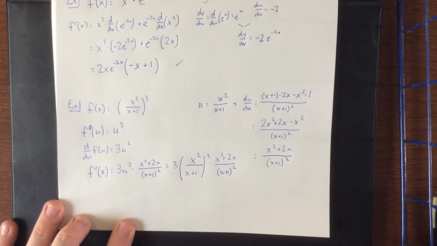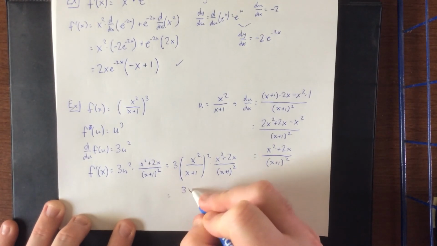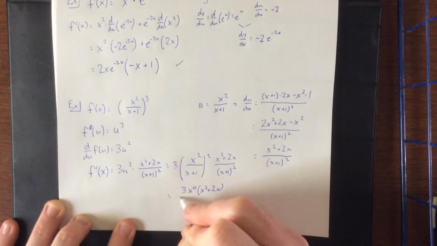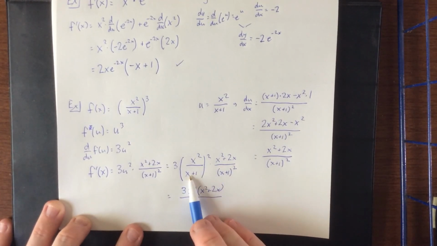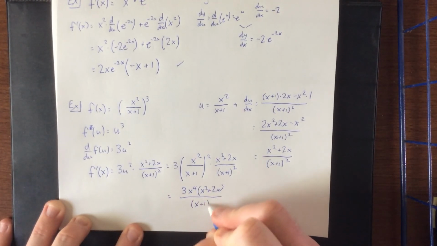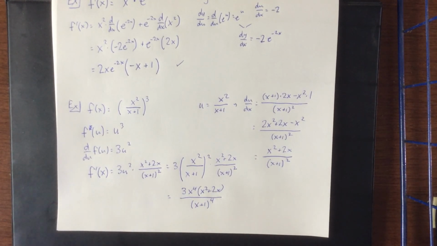If you wanted to, you could probably even combine this into one single fraction with a numerator of 3 times x to the 4th times x squared plus 2x, all over the denominators combined. So this would be x plus 1 squared times x plus 1 squared. That would be x plus 1 raised to the 4th power. There's probably a way to simplify that further, but I'm not going to bother. So we'll just leave it as is.